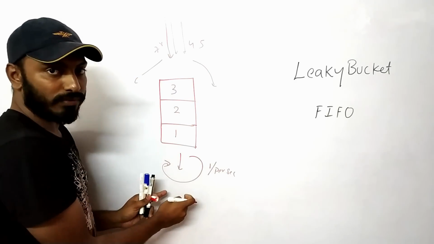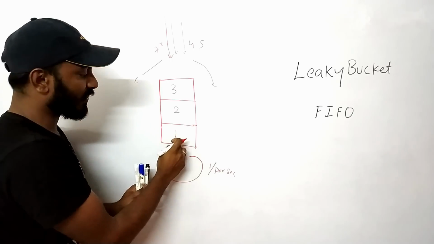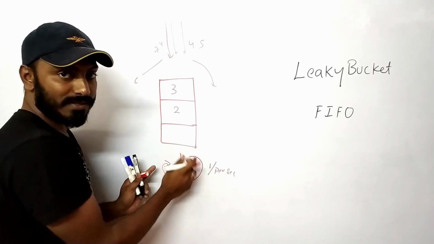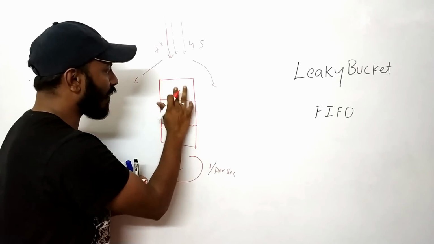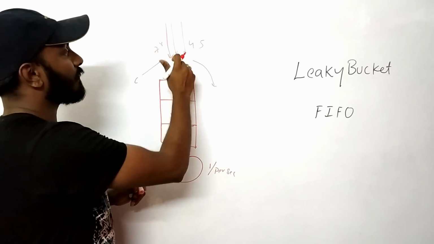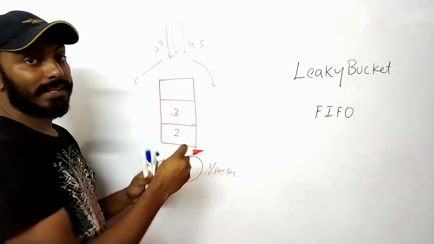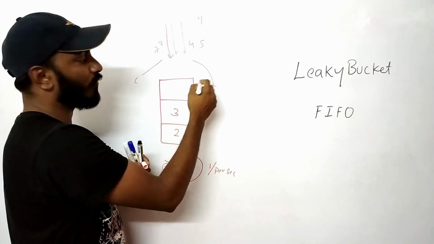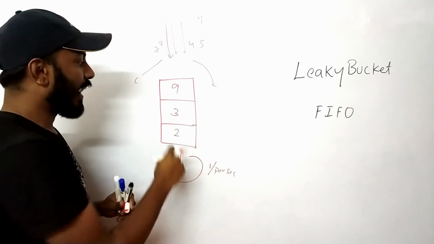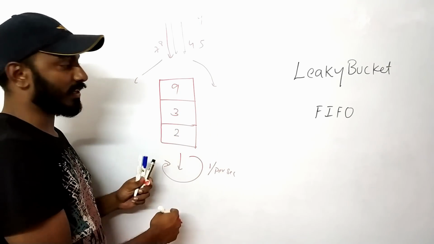Once, on the other end of the bucket, the first request is processed, we will have one space empty. Two will come here, three will come here, and we have one space empty. So maybe this fourth, fifth, seventh, eighth request are already spilled out of the bucket. So we have a ninth request coming in now, and that will get the space. And then we process it continuously.